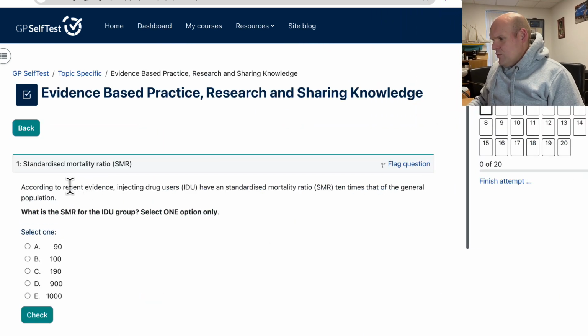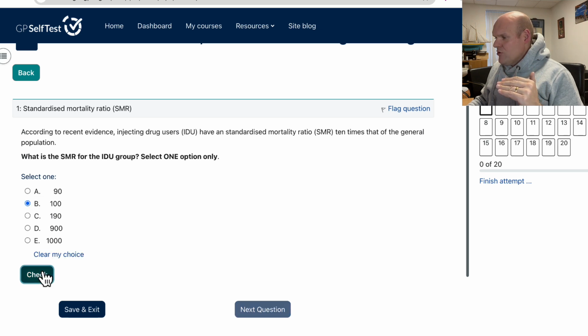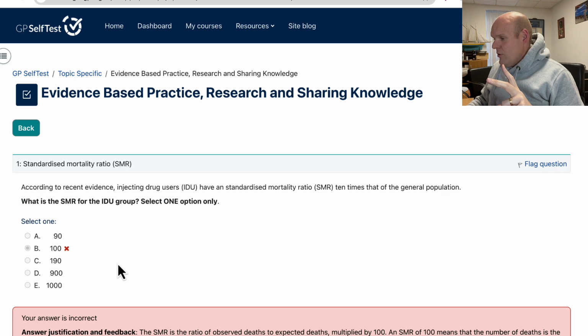Standardized mortality ratio. According to evidence, injecting drug users have a standardized mortality ratio 10 times that of the general population. What's the SMR for the IDU group? Select one option only. Well, that is mean. Okay, we're looking at a ratio, 10 times that of the general population. So off the back of that I think it will be 100. It's either going to be that or 1,000. Nope, got that wrong.